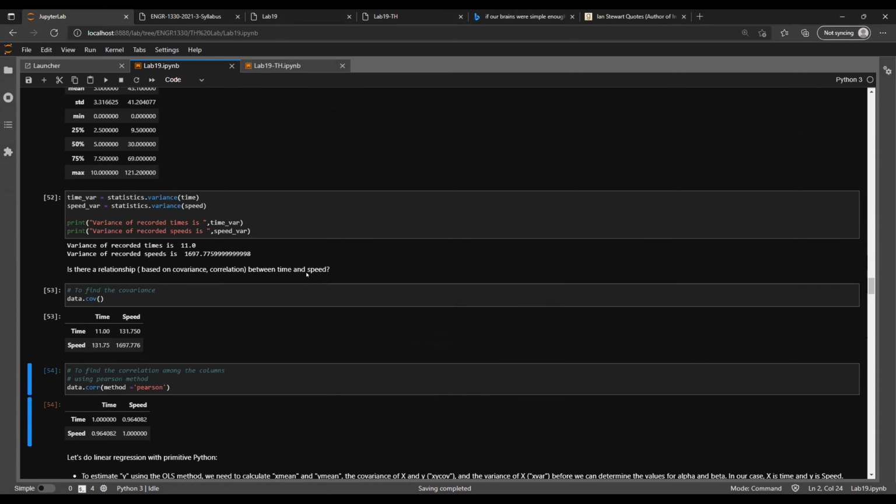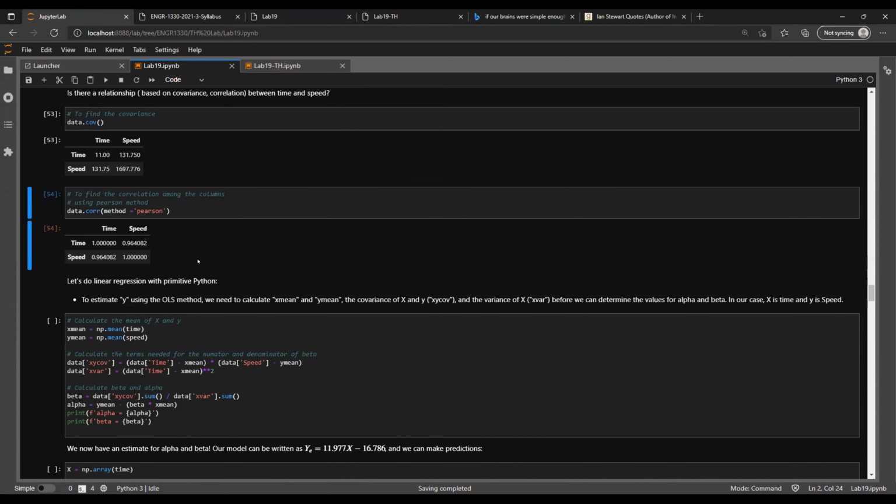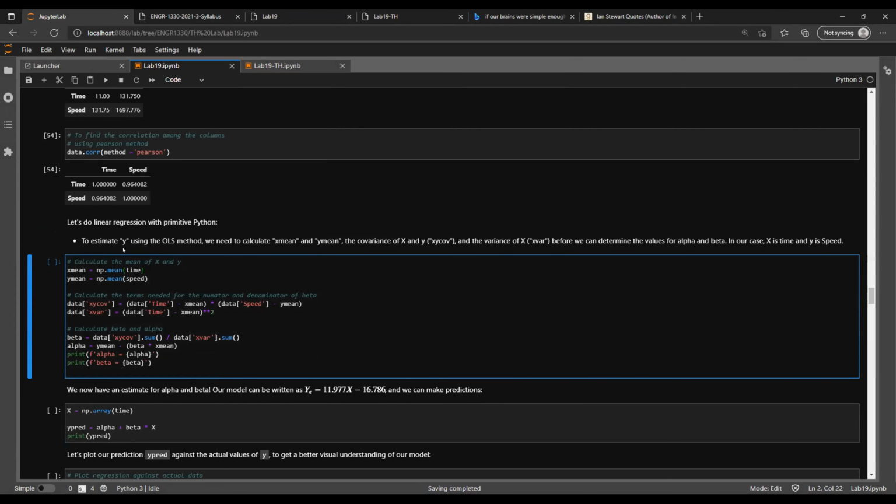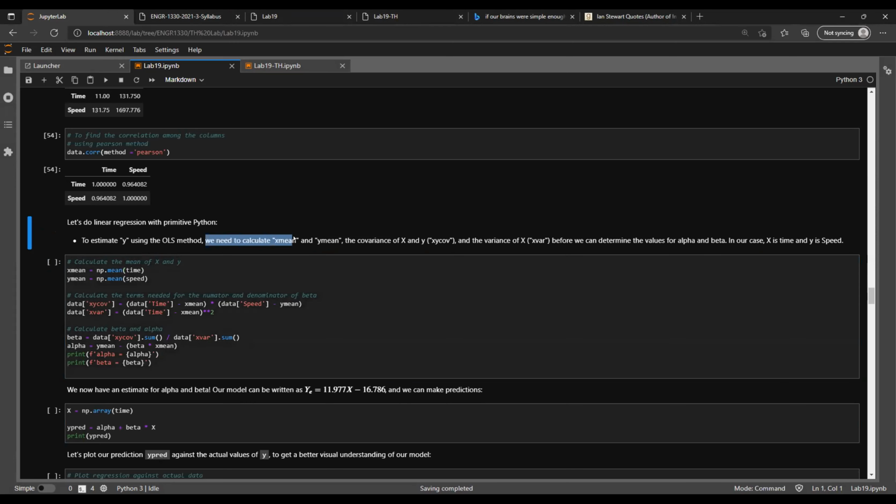This is one of those examples that has a pretty linear relationship. Let's do an actual linear regression now that we've talked about all that stuff. So we want to estimate our output using our least squares method. So we need to calculate the mean of the x's and the mean of the y's, the covariance of x and y, and the variance of x, before we can determine our alpha and our beta.